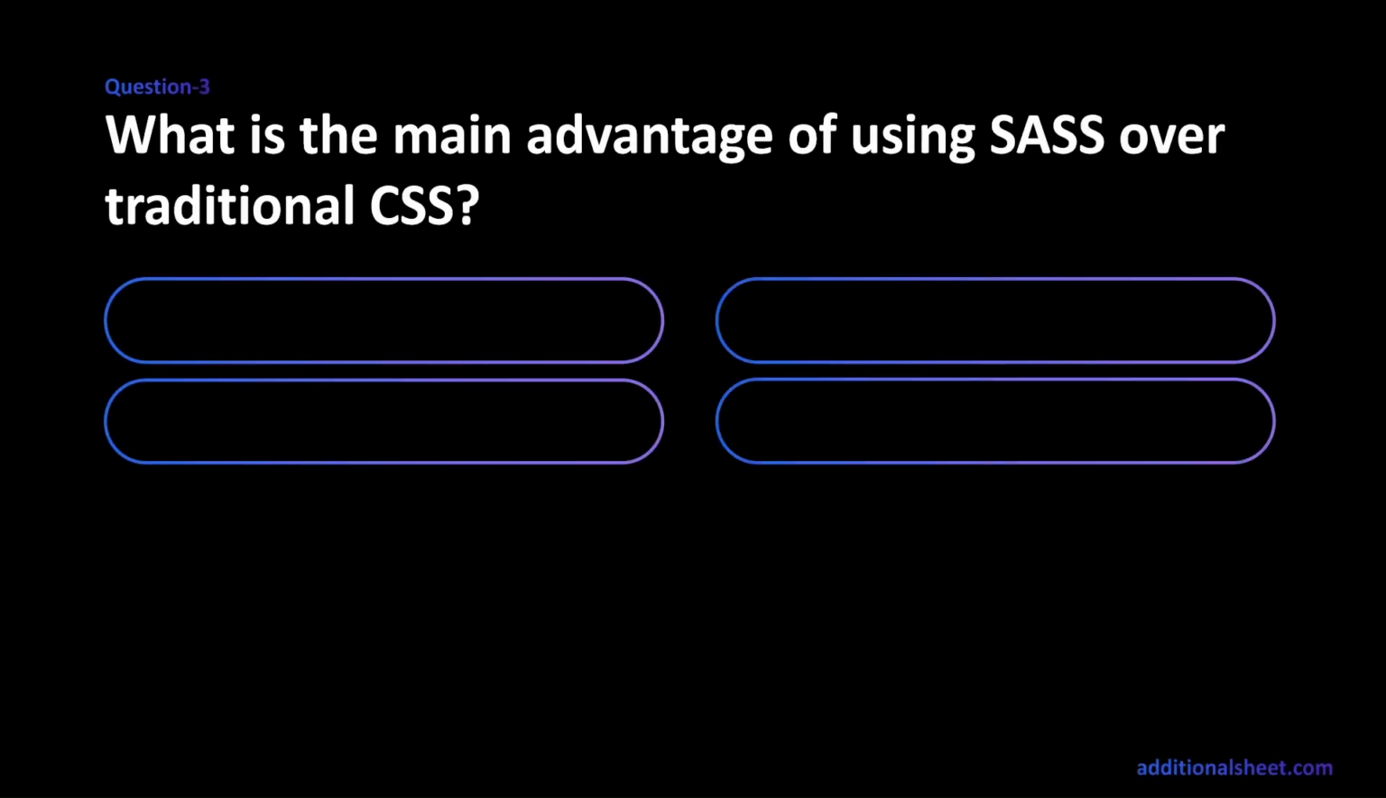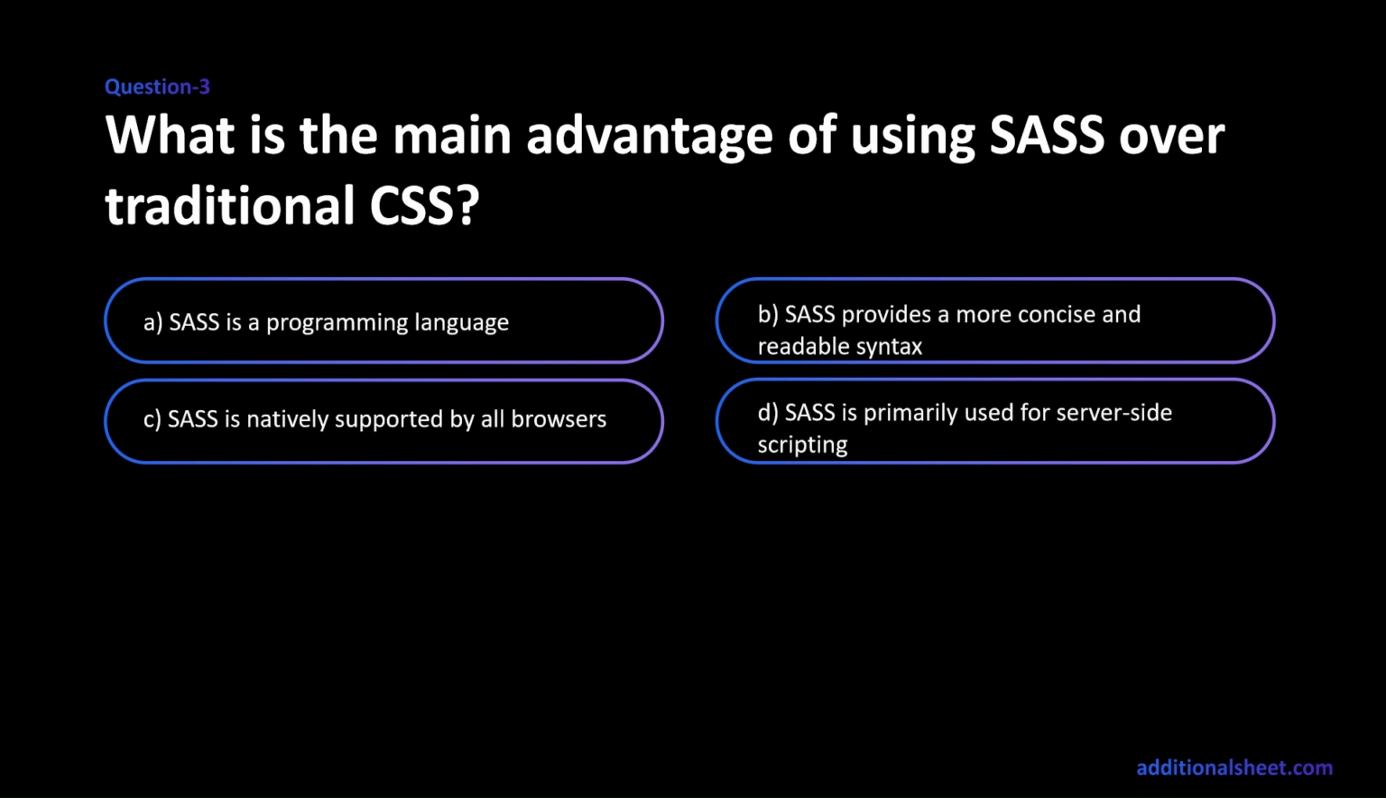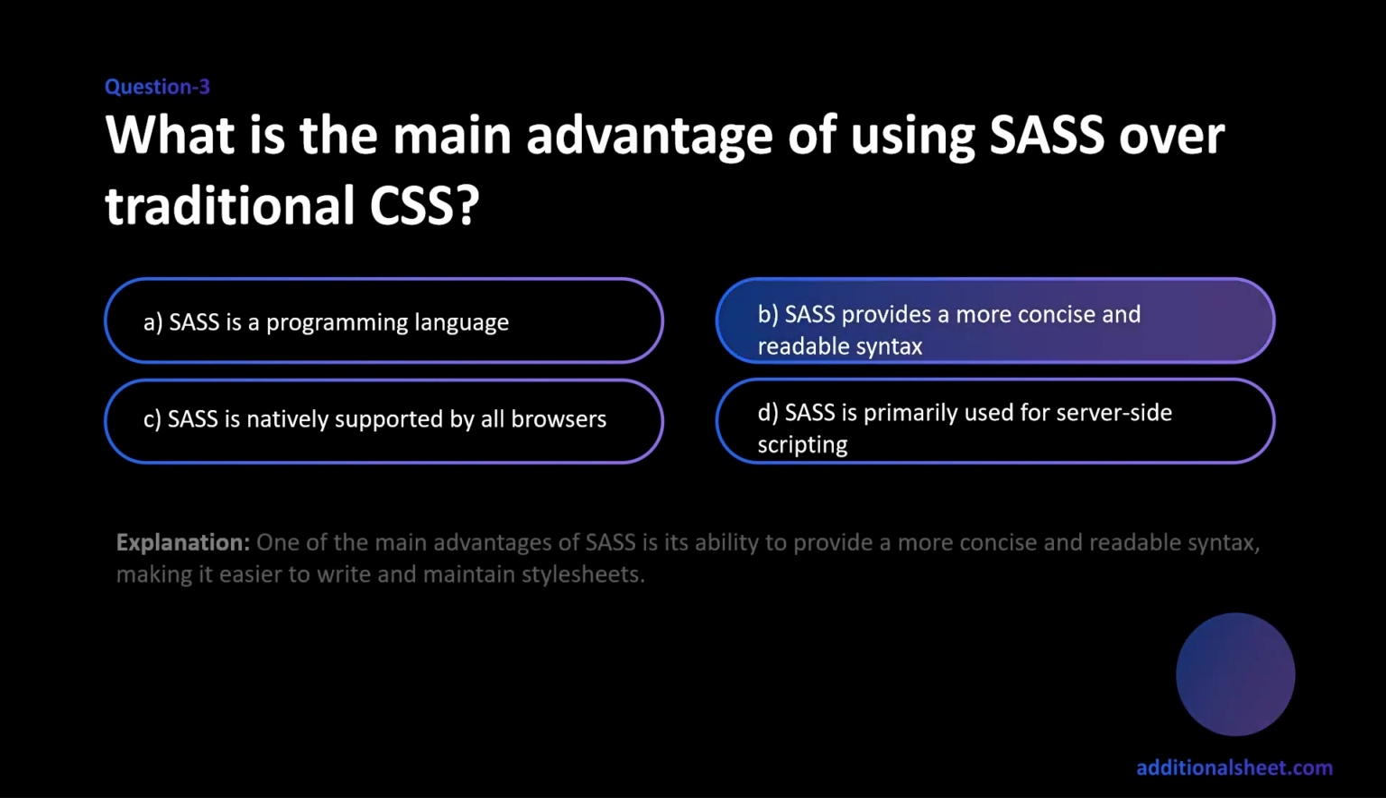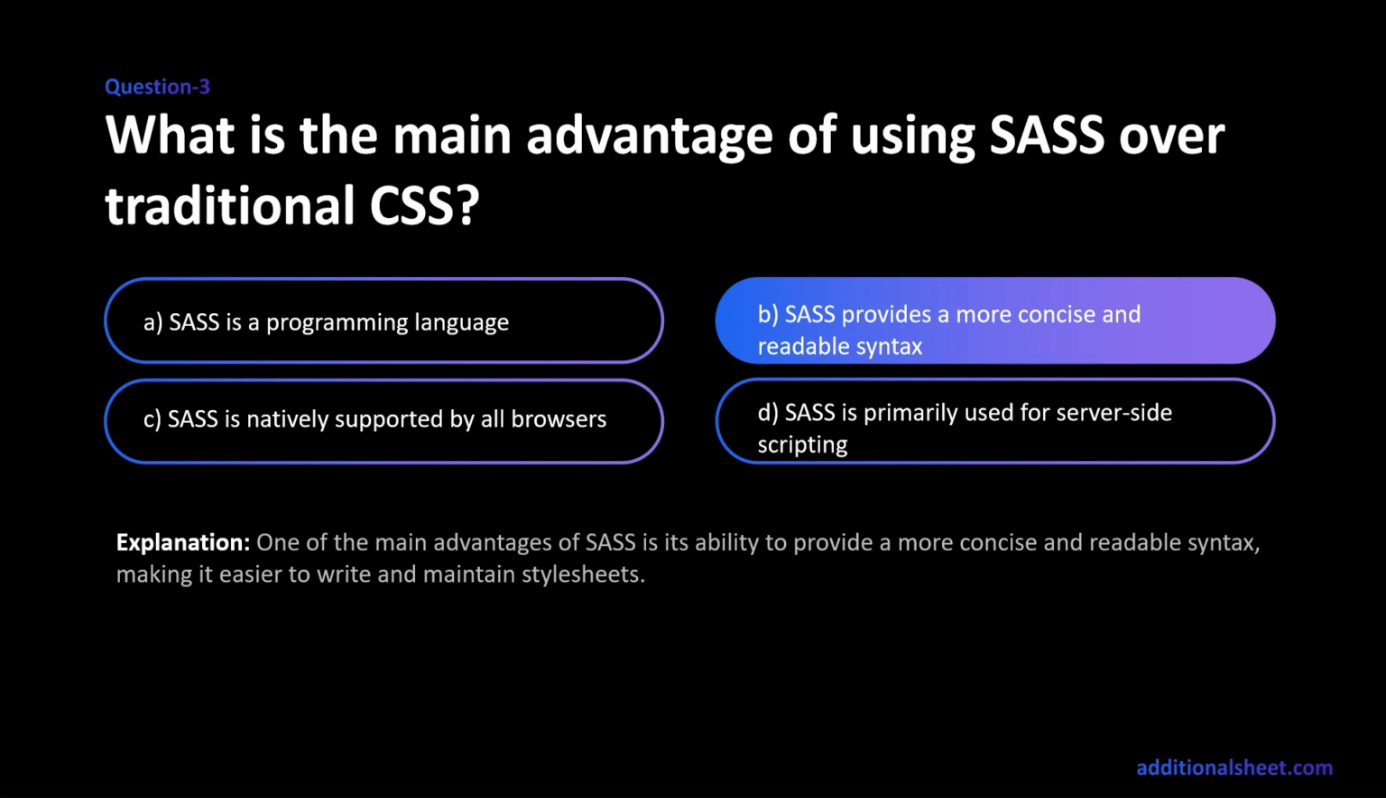Q3. What is the main advantage of using SASS over traditional CSS? Options are A. SASS is a programming language. B. SASS provides a more concise and readable syntax. C. SASS is natively supported by all browsers. D. SASS is primarily used for server-side scripting. Correct answer is option B. One of the main advantages of SASS is its ability to provide a more concise and readable syntax, making it easier to write and maintain style sheets.